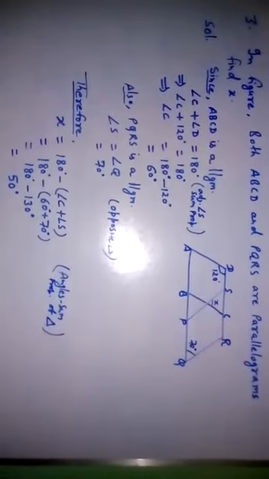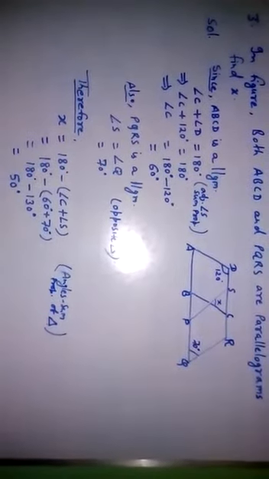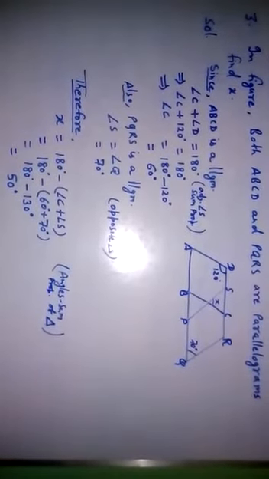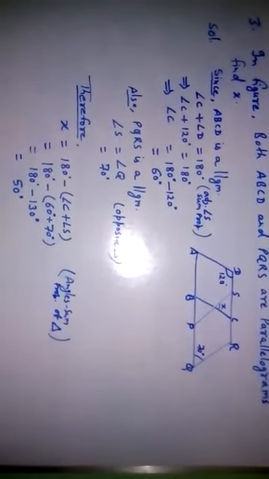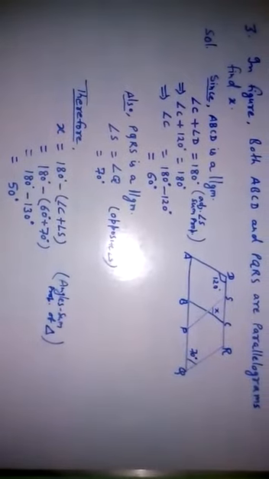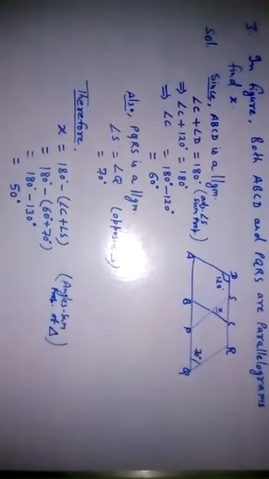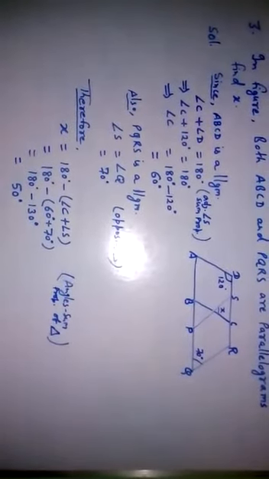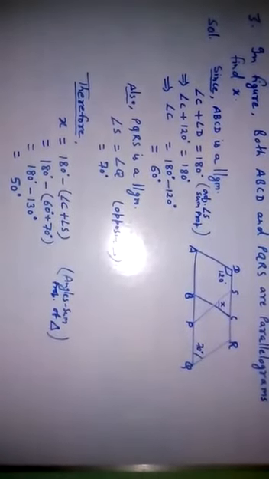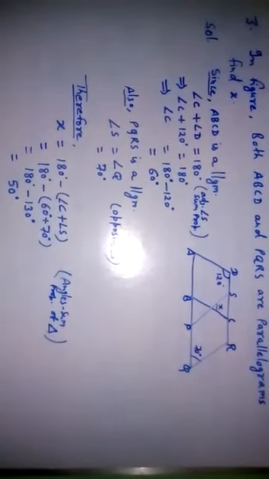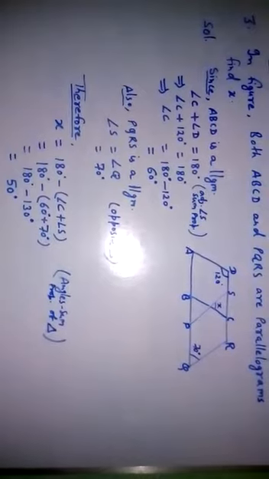Now PQRS is also a parallelogram. So their opposite angles are also equal. Therefore angle S equal to angle Q, as they are opposite angles. Therefore we easily find the value of Q, that is equal to angle S, means 70 degree.